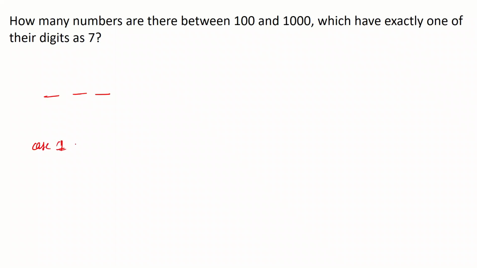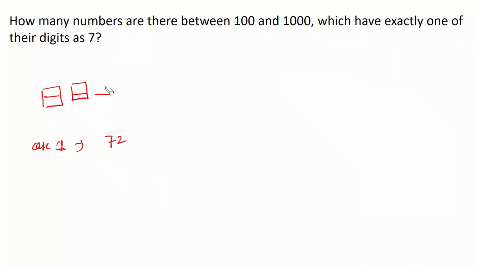In case 1, let's assume that we fix 7 in the units place. Now for the tens place, we have how many choices? We can choose any number from 0 to 9 except 7. So we have 9 options over here, and in here we have to choose any number from 1 to 9, of course we cannot choose 0, and also we cannot choose 7. So we have 8 possibilities over here. So for case 1 we have 72 choices.